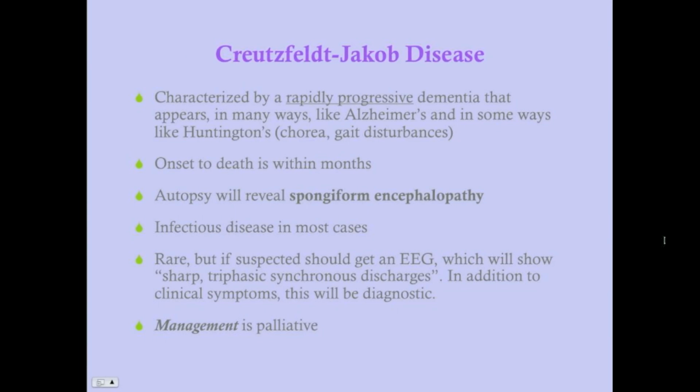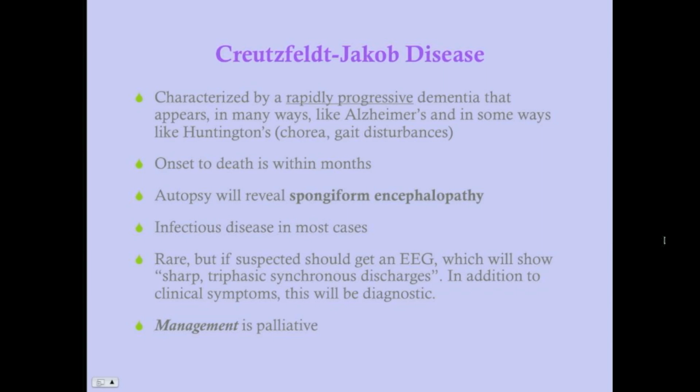So Creutzfeldt-Jakob disease is a rapidly progressive dementia, and that is key with Creutzfeldt-Jakob disease. If you get a USMLE question on it, it's going to say 10 months ago the patient was fine, and they've been quickly developing these symptoms of forgetfulness, of inability to remember objects, of inability to perform activities of daily life.